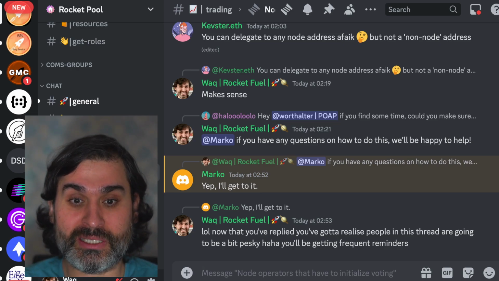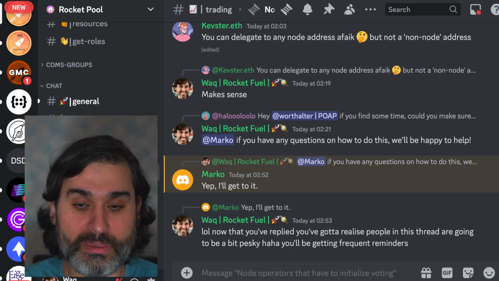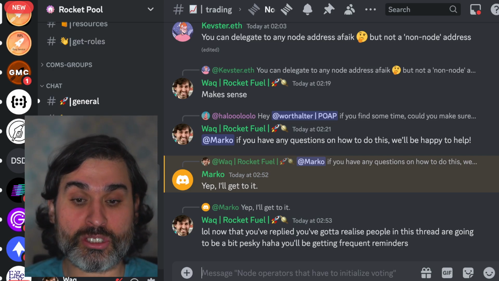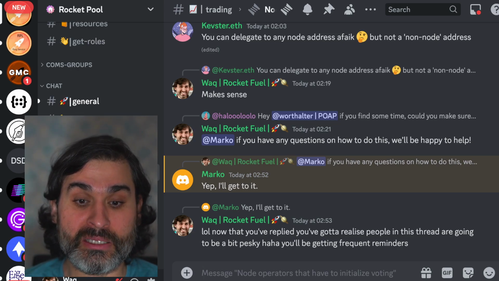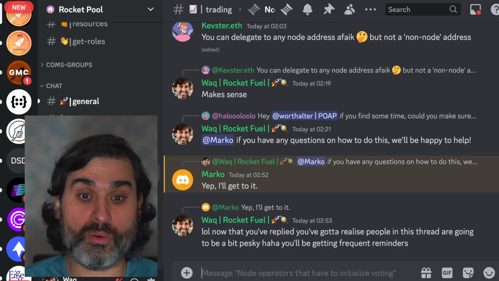Thomas has already signaled that he is on it, and he should have it done soon as well. So hopefully we'll be getting some of the bigger whales coming online in the next couple of days, and hopefully it won't take too long to get the stragglers initializing their vote as well. But hey, if you're not going to do it for a POAP, what would you be doing it for?